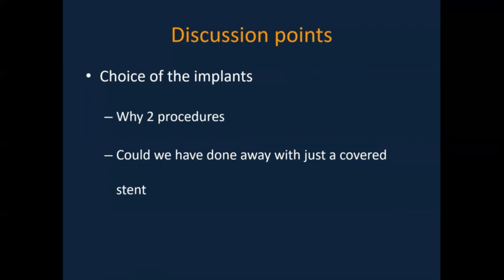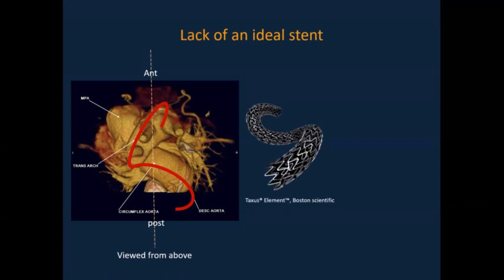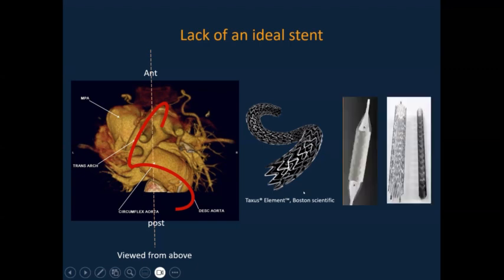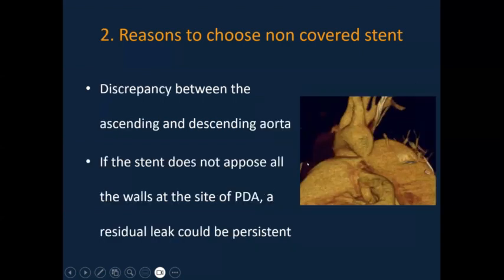So, choice of implants: why two procedures? Why can't we just use a covered stent? As I said, this had a very weird double 3D anatomy, and such a covered stent is not available. This is just an imaginary model of a Boston Scientific covered stent. It's not available. Now if I put a covered stent here, the covered stent itself would occlude the transverse arch completely, and there would be a gradient because of the cover. So this was out of the question.